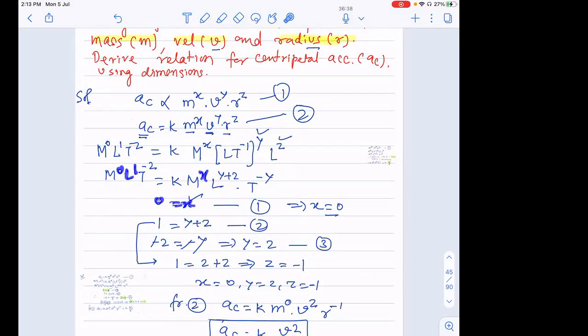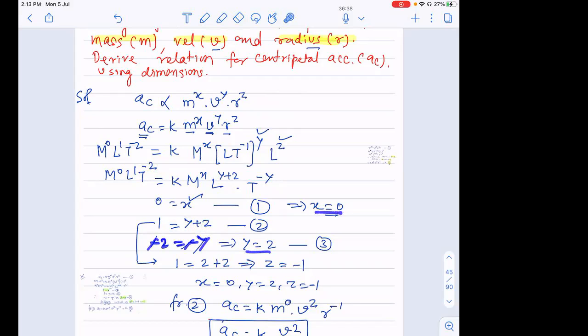Here power of L is 1, here y plus z. Both equated. 1 is equal to y plus z. These are the other equations. इनको छोड़ दो चलो. So these are the three equations. 1, 2. And third one, ये 1 is equal to y plus z हो गया. Here t to the power minus 2. Here t to the power minus y. So minus 2 is equal to minus y. So we are getting y is equal to 2.